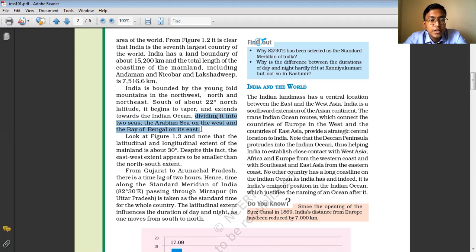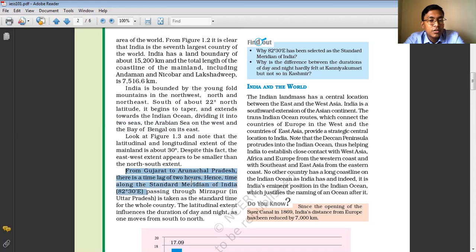So because of this 30-degree variation in the latitudinal and longitudinal extension of our country, there is a time difference of 2 hours. Because of the longitudinal difference, there is a time difference of 2 hours between the west and the east, that is between Gujarat and Arunachal Pradesh. And because of the 30-degree latitudinal variation, there is a difference in the duration of day and night between the north and the south.